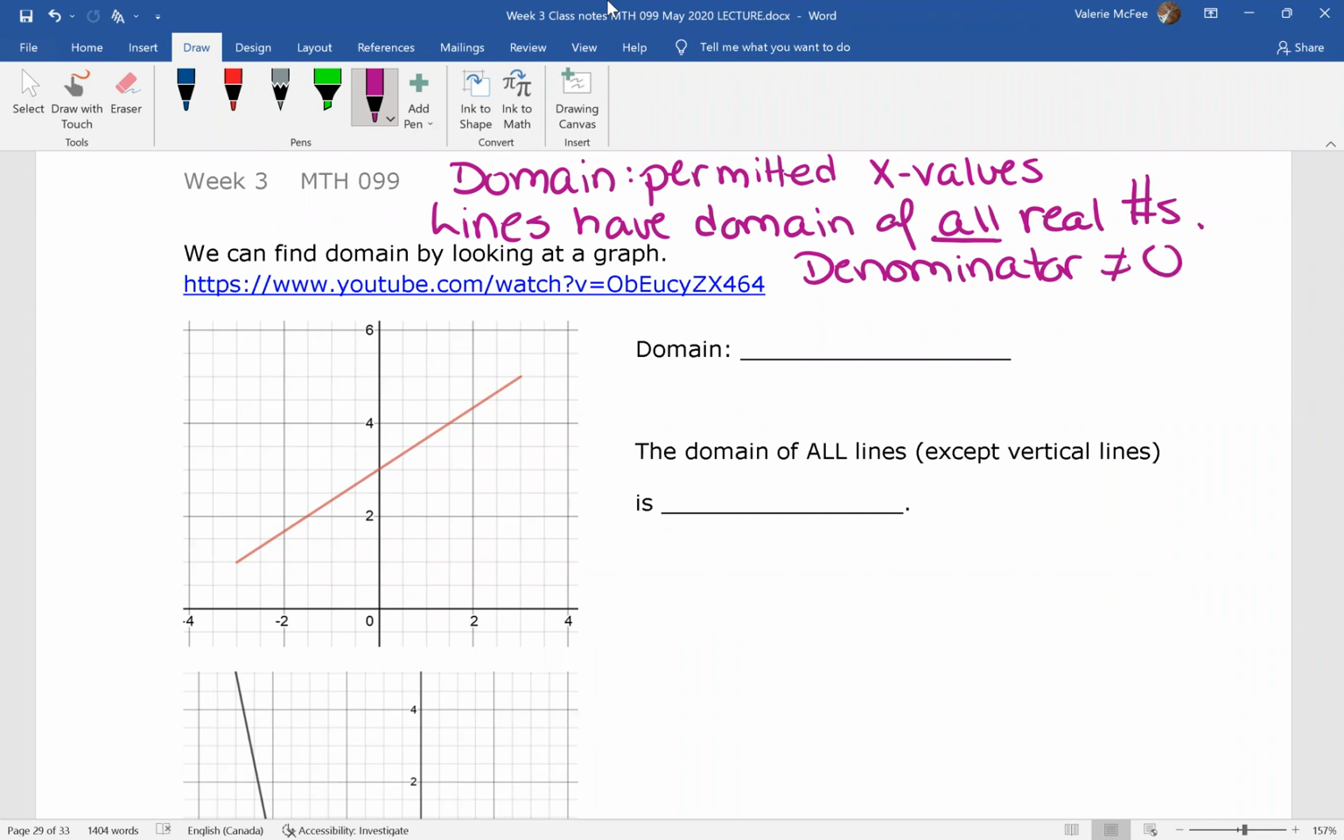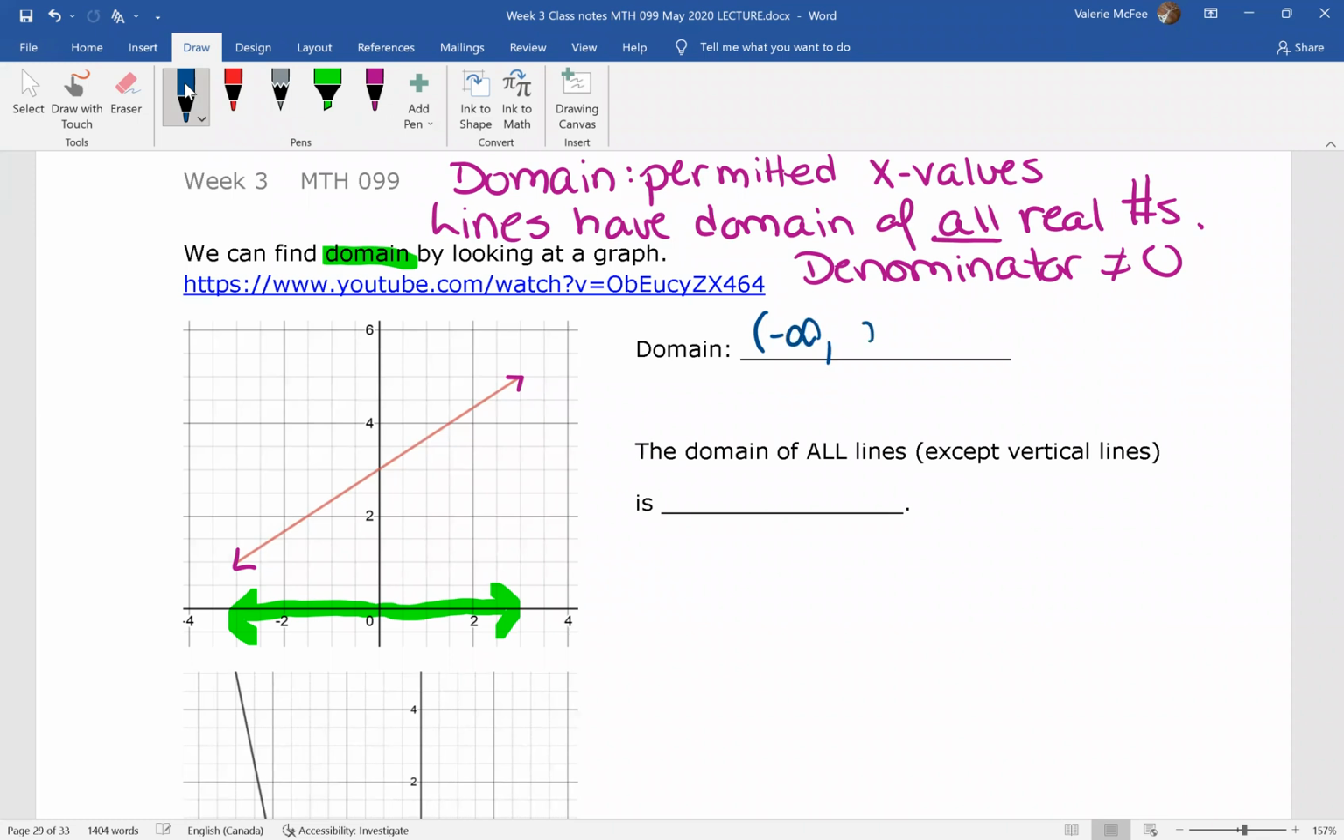Now we want to look at the domain from a graph. So I'm going to put arrows on here. I couldn't do that when I was graphing. It didn't let me. But this is a line that continues in both directions. So the domain is looking at the x values. That means we're looking along the x to the left and to the right. And we can see that this graph continues in both directions. So the domain of this graph is the set of all real numbers.